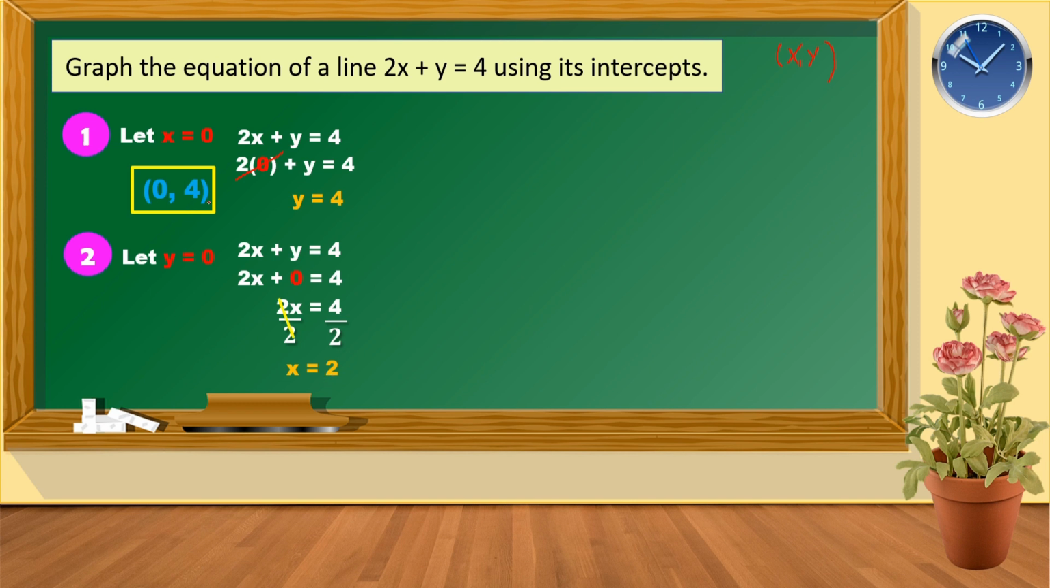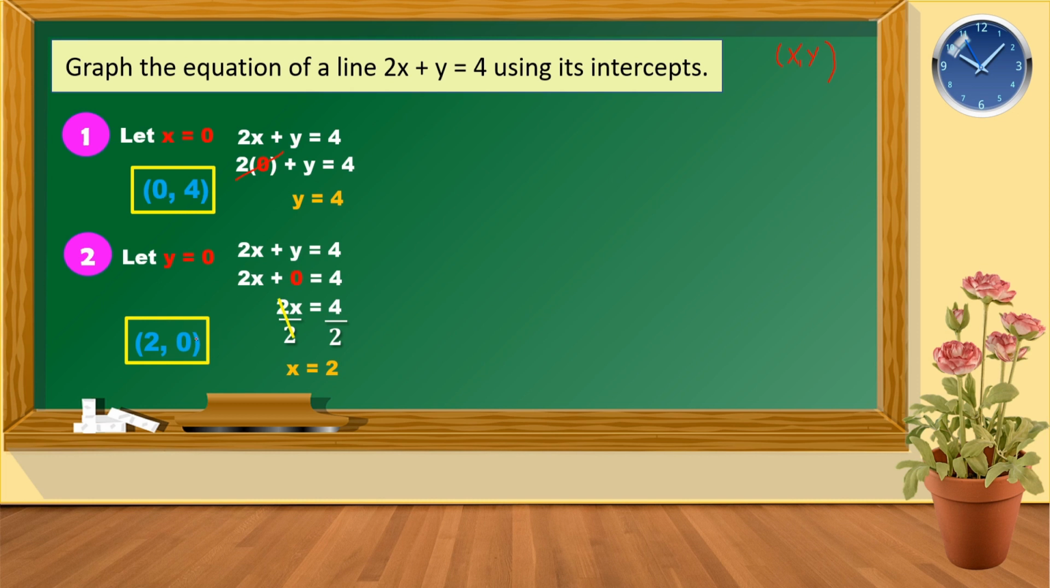Okay, so ilagay ulit natin siya sa ating point. So given y is 0 and x equals 2. So therefore, our second point now is (2, 0). So this is our second point. Now, meron na tayong dalawang points. This is now our y-intercept. And then the other one is our x-intercept.